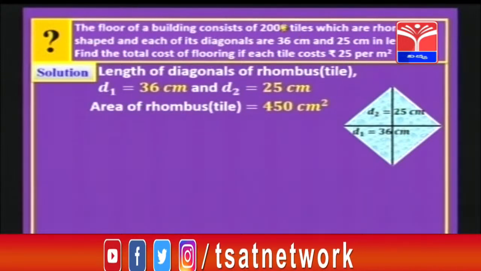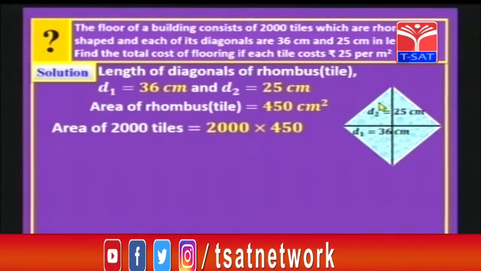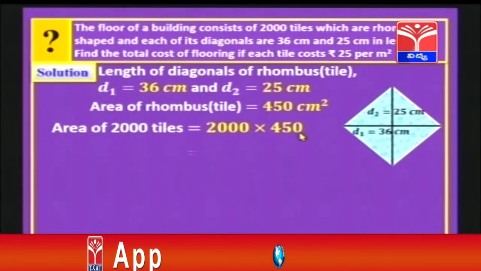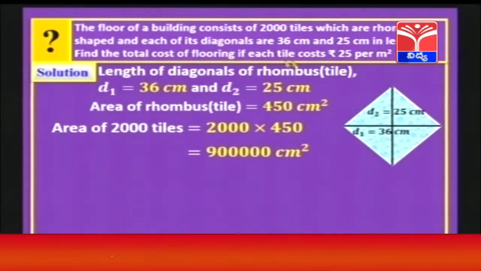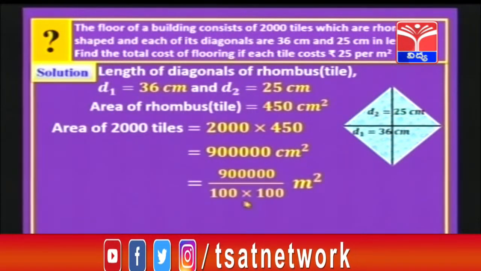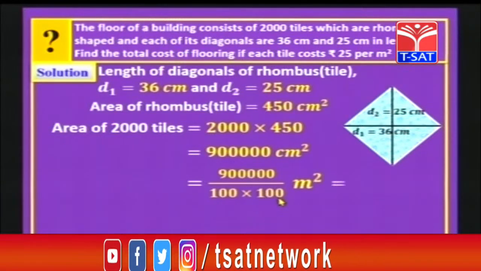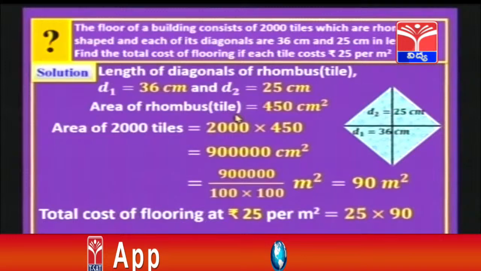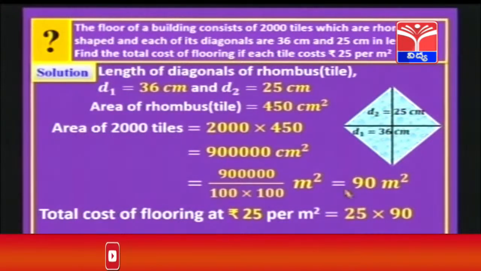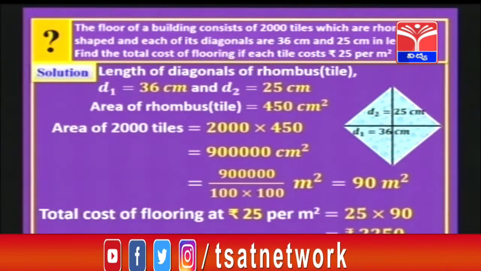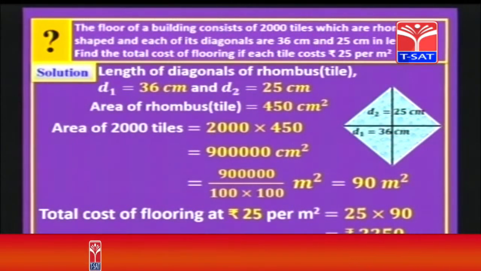But how many tiles are there? We have 2000 tiles. So what is the area of 2000 tiles? 2000 into 450. On multiplying this, you get the number as shown, but it is in centimeter square, children. But here the cost is given per meter square. So let us convert this into meter square. For that, we divide by 100 into 100. On dividing it, you get 90 meters square. The cost of flooring is 25 rupees per meter square. Therefore, what is the cost of 90 meters square, children? Yes, 25 into 90. On multiplying this, you get 2250 rupees. I hope you have understood the solution clearly.